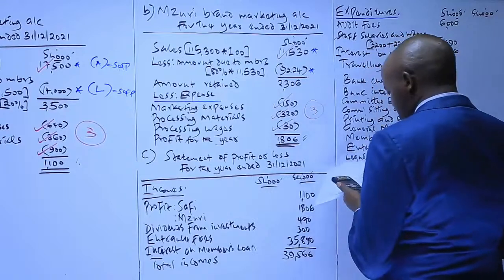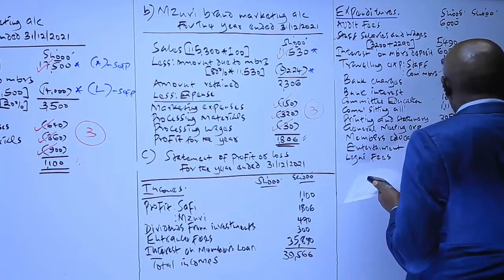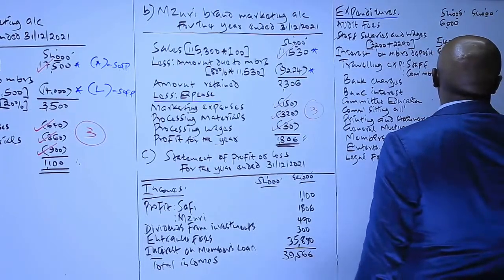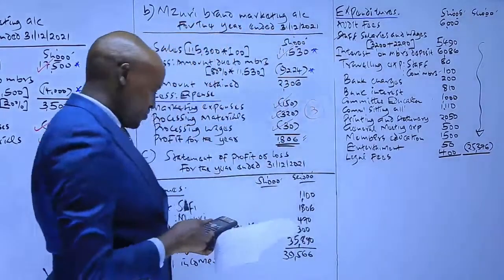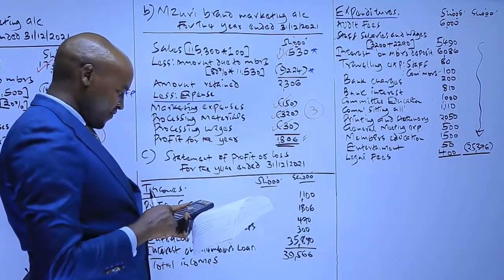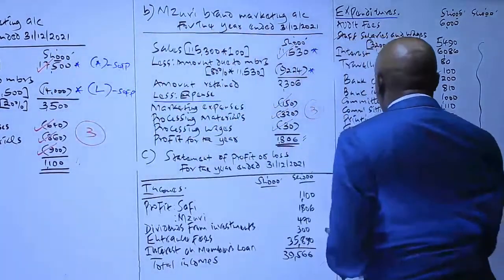Yes, so that is giving us a total of 376. So what we need to do is deduct that from the total incomes which we have here. We deduct that from 39,566. So that will give us the profit for the year.